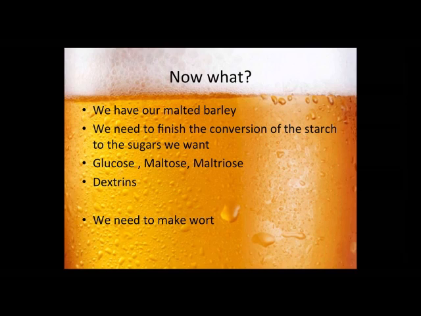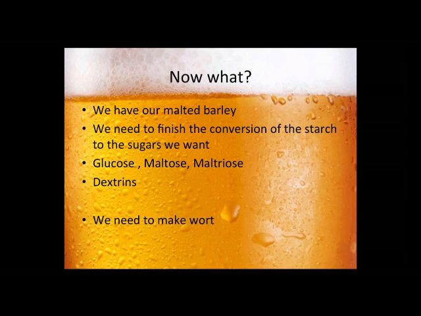Previously, we discussed our malted barley, so now we have our malt. The malt now contains a little bit of sugar, but it's mostly starch. We activated the enzymes, alpha-beta amylase, and we stopped that process by kilning, by heating. We need to restart this conversion and extract the sugars. The sugars we want for fermentation are glucose, maltose, and maltotriose. Longer sugars are referred to as dextrins.